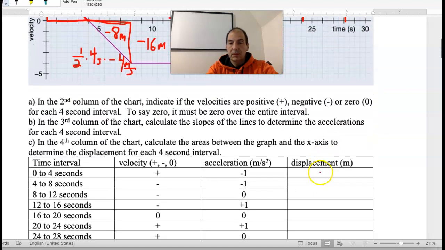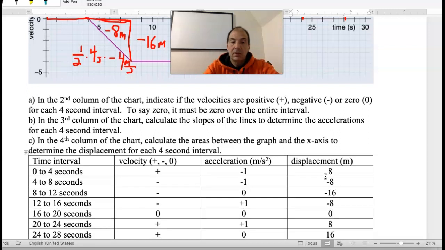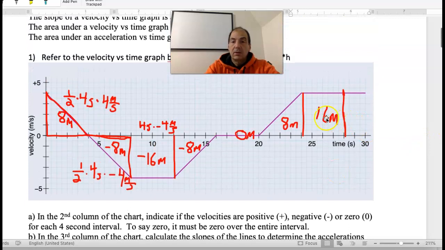All right, so that means now I should be able to get out of draw, come in here and say we had 8, and then -8, then -16, and then -8, then 0, then +8, and then +16. So there are our displacements. All right, you can pause the video if you need to. I'm going to get rid of some of this extra noise here. Maybe I'll leave some of those lines out.